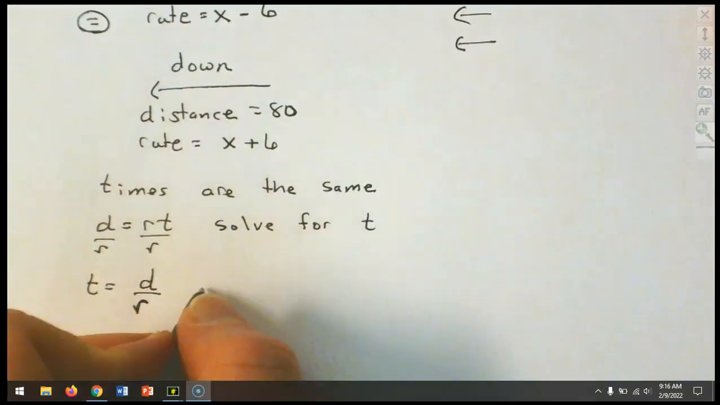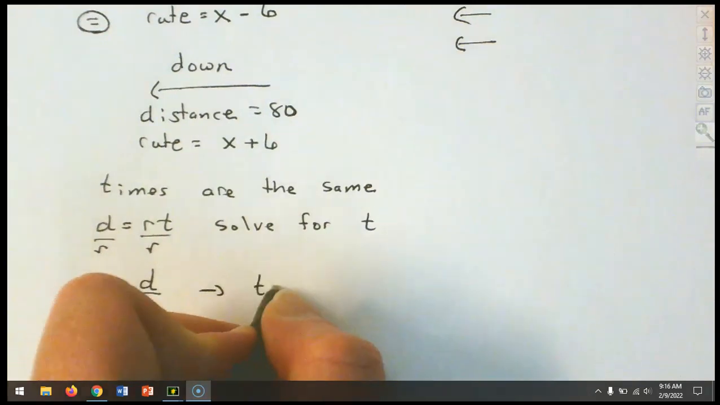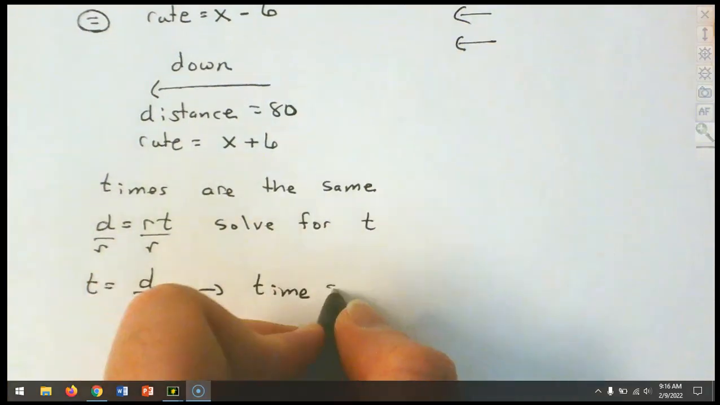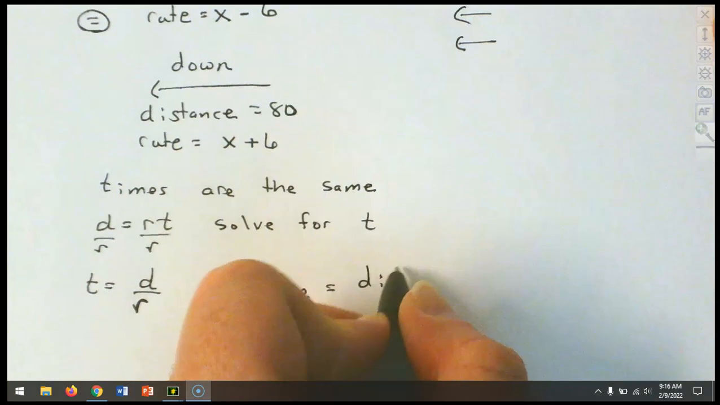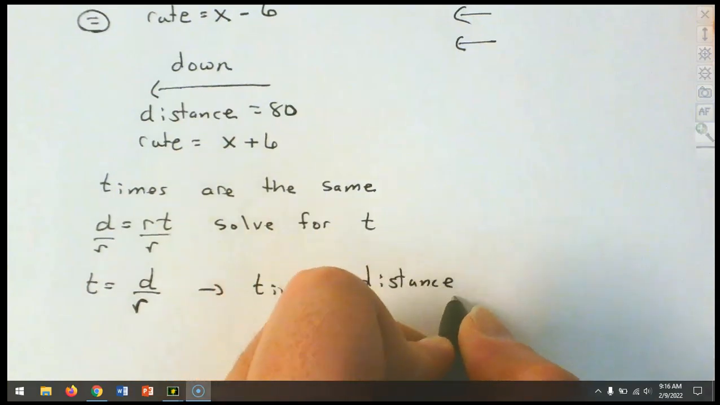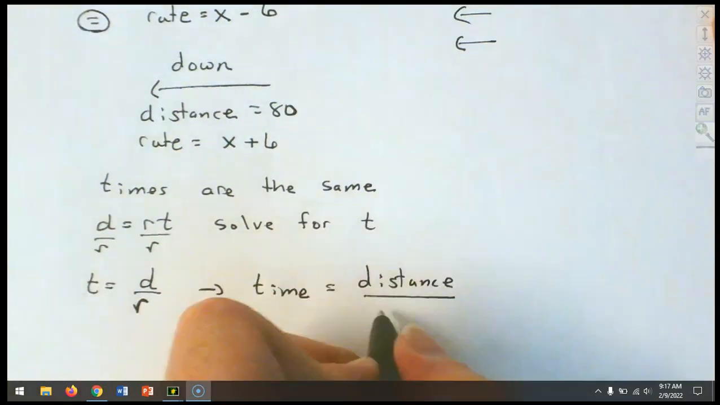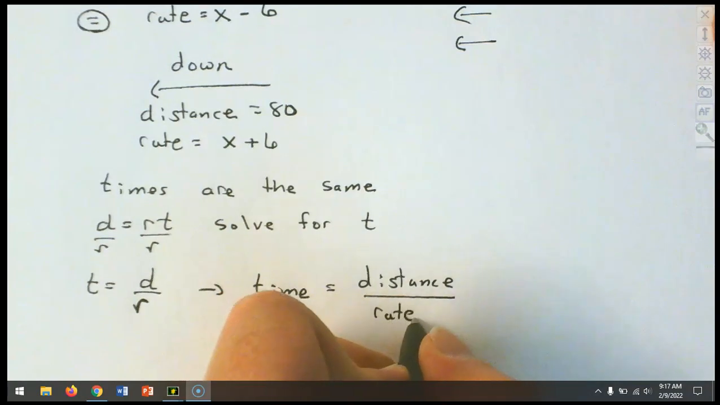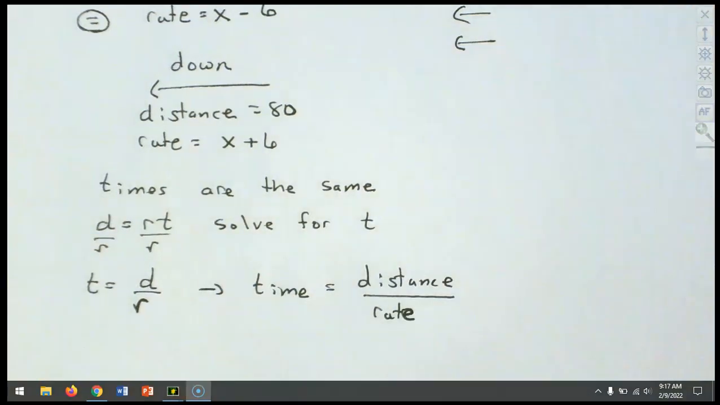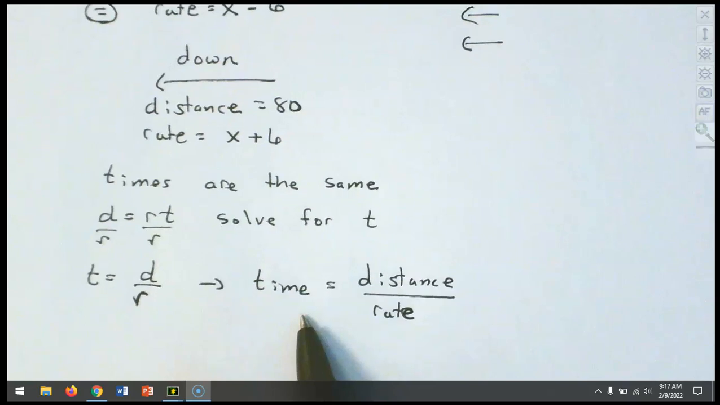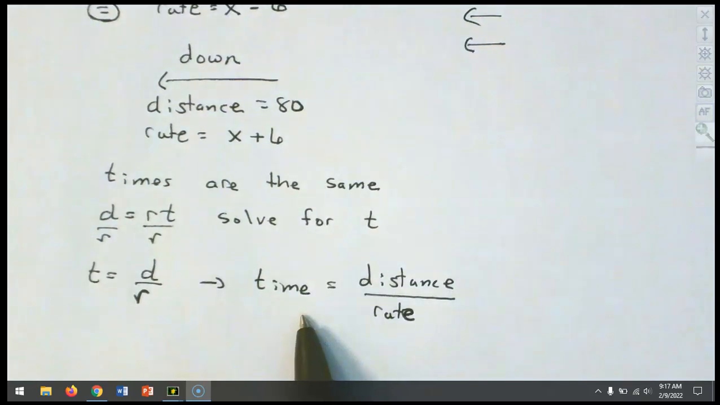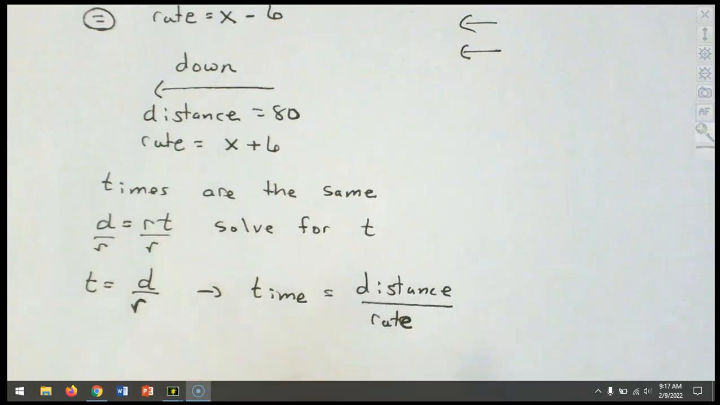So now we know time is the distance over the rate of speed. So if it says the times are the same, we have to work with the time. And how do we find the time? Time is a ratio of the distance divided by the rate of speed. That's going to give you the time.